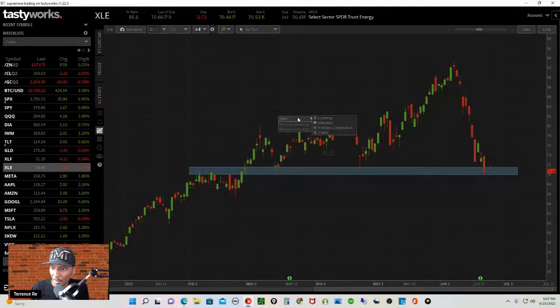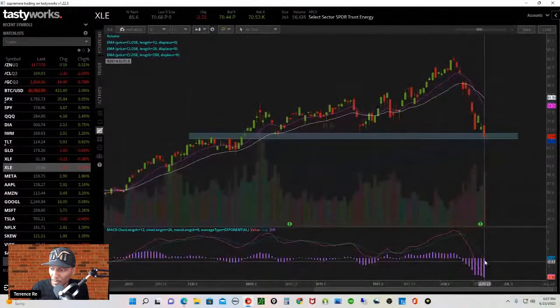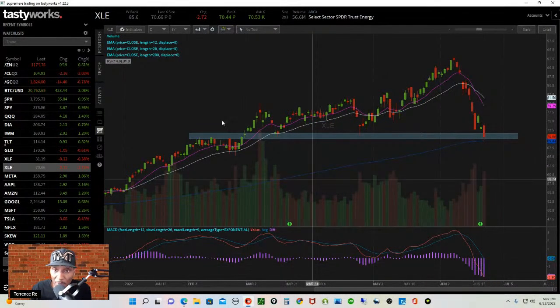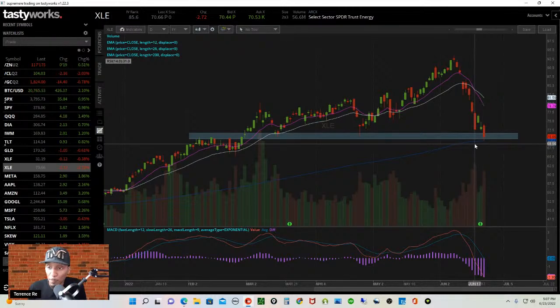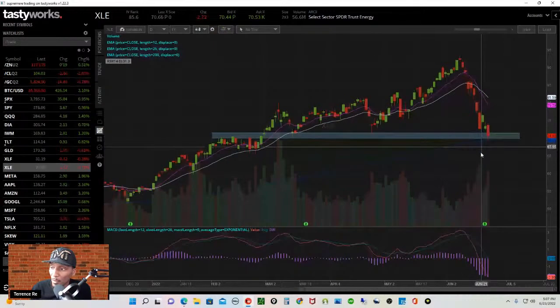Let's take a look at the MACD. The MACD is fully extended, momentum to the downside. On the RSI, it's a 31. So one more point on the RSI and it'll be technically oversold, but we are right here at the 200 EMA. So we could get a bounce right here. Let's see what we get tomorrow.